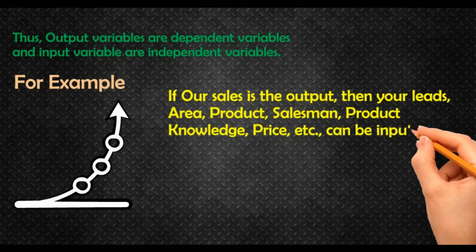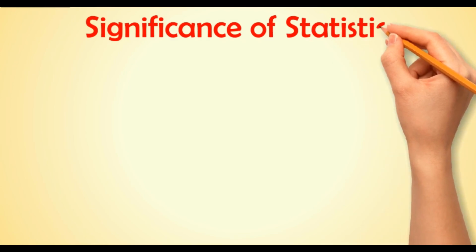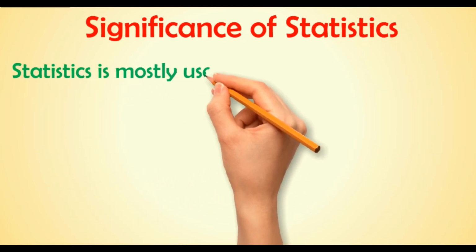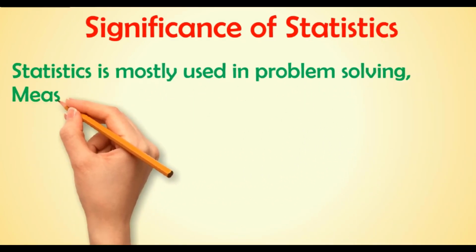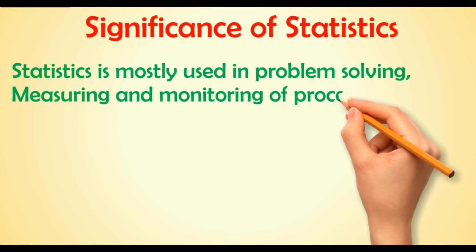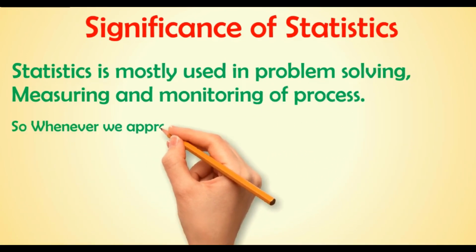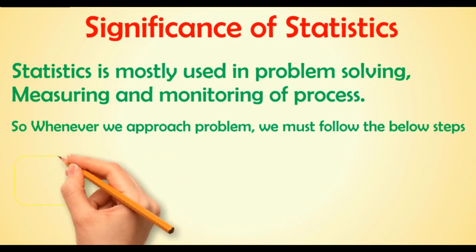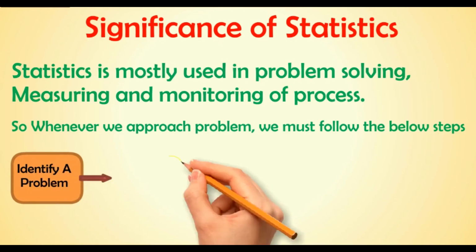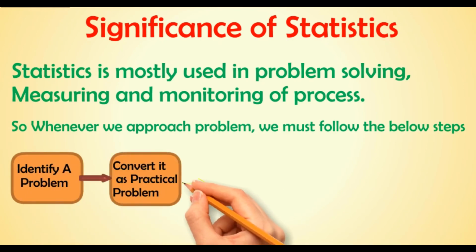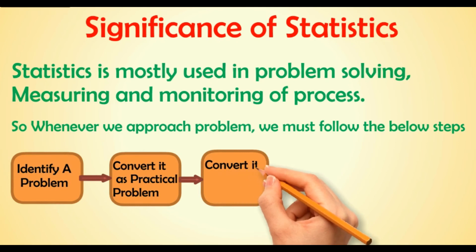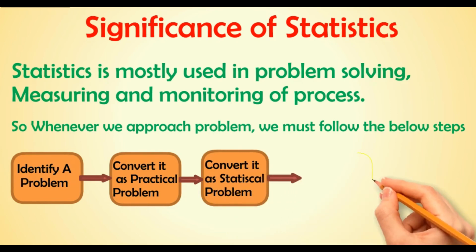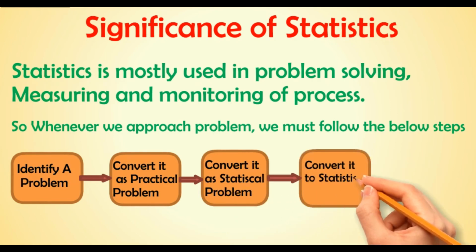For example, if sales is the output, then your leads, area, products, salesman, product knowledge, price, etc. can be our inputs. Significance of statistics. Statistics is used mostly in problem solving, measuring and monitoring processes. So whenever we approach a problem, we must follow these steps. Identify a problem. Convert it into a practical problem, then formulate it as a statistical problem and then determine a statistical solution. Convert it to a practical solution.